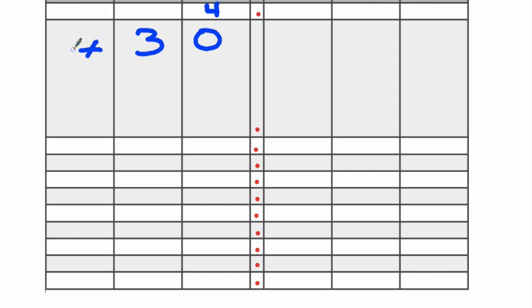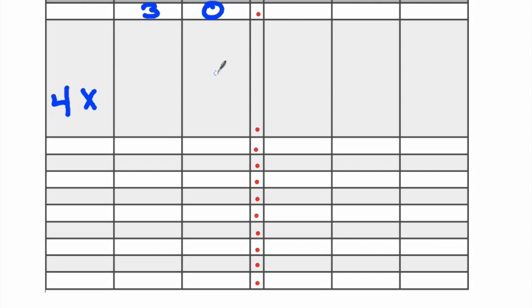What if I took 4 times 3 tens? What would I end up with? You would end up with 1.2 tens. I mean, 12. You would get 120. We'll start with your whole number.